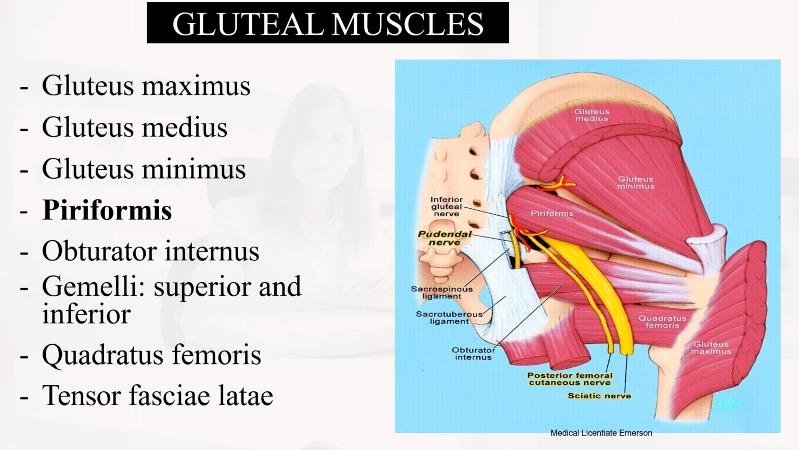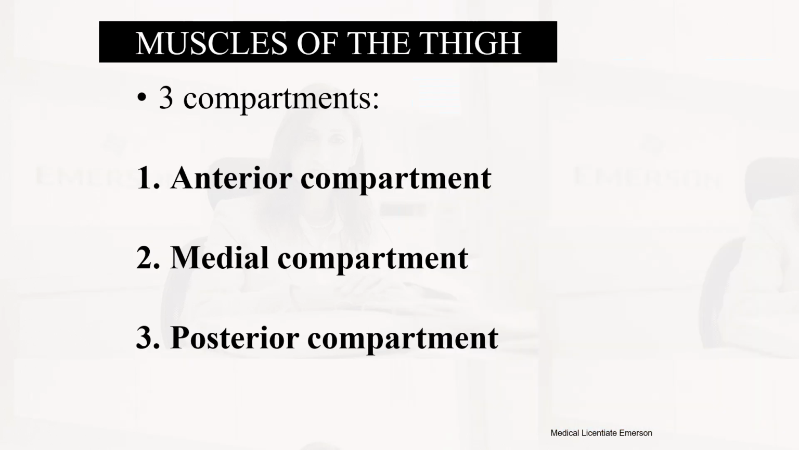After you're done with the hand, we need to go to the gluteal muscles. The gluteal muscles, we have the gluteus maximus, gluteus medius, gluteus minimus, the piriformis, obturator internus, gemelli, superior and inferior, quadratus femoris, tensor fasciae latae. Okay, so you have the gluteus maximus here, the gluteus minimus here, gluteus medius here, the piriformis, the quadratus femoris here.